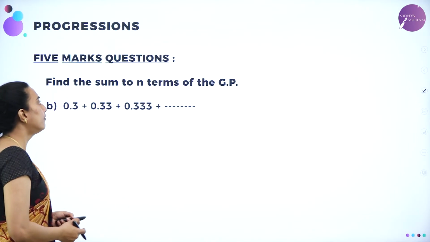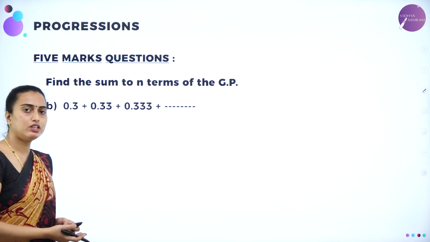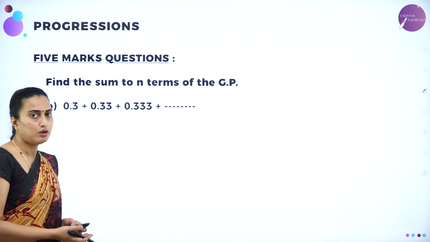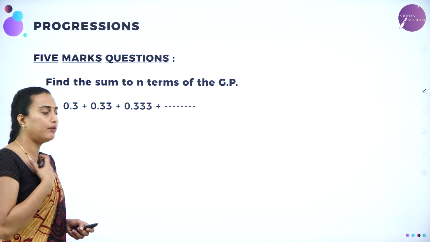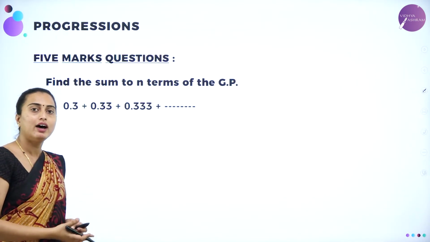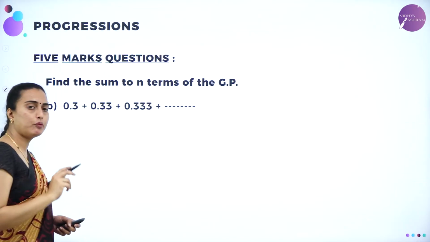What they've asked: find the sum to n terms of a GP 0.3, 0.33, 0.333, and it will continue as it is. Now, what I need to do? I have to reduce this to the form of 9, 99, 999, like that.